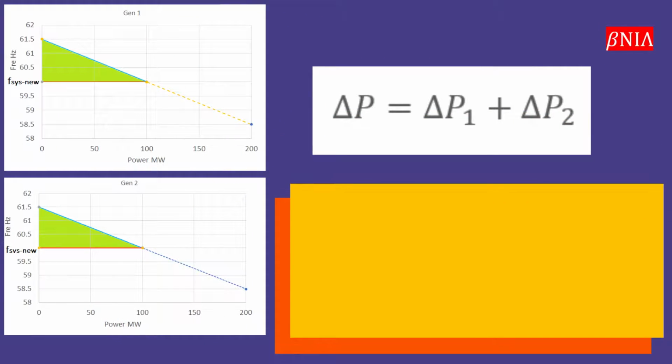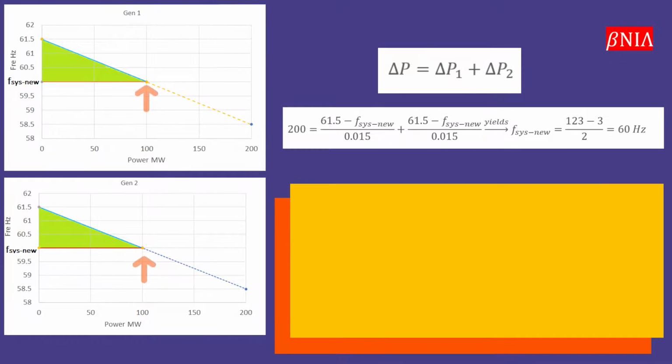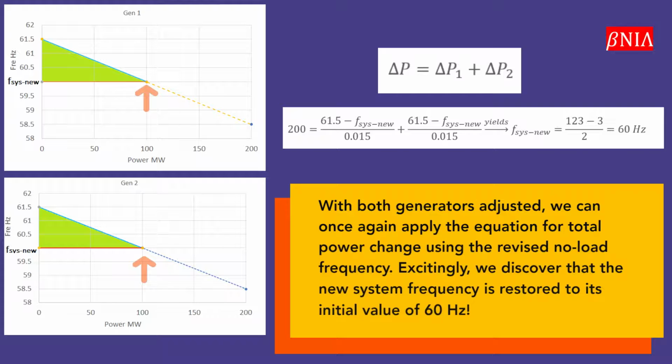Now, to restore the system frequency to its original value of 60 Hz, we need to tweak generator 2 as well. Let's increase its no-load speed setting from 60 Hz to 61.5 Hz, just like we did with generator 1. With both generators adjusted, we can once again apply the equation for total power change using the revised no-load frequency.